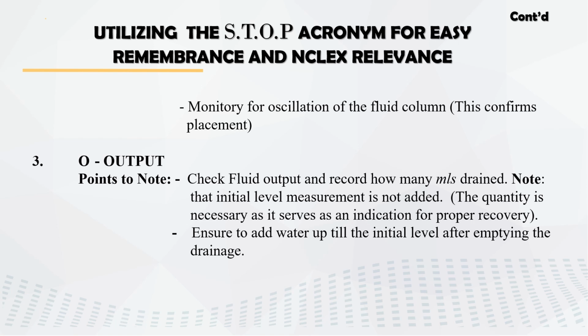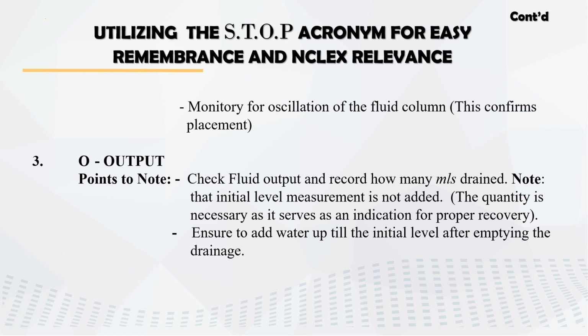Thirdly, on the STOP acronym is the output. So we need to examine the output. We examine the output by taking note of the following. Check fluid output and record how many mils is being drained. If the seal drainage becomes full, you have to clamp with an emergency clamp. Then you drain out, empty, then fill it with water. It has to be water first, okay? Fill with water, then ensure proper placement.